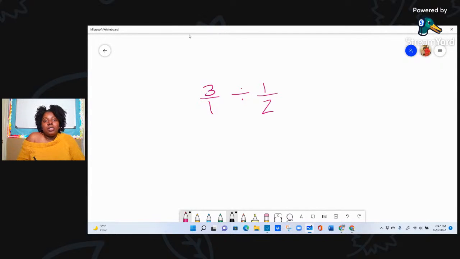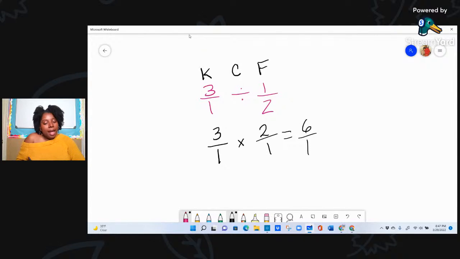Okay, so you're going to keep the first number the same. A lot of you learn keep, change, flip. You're going to change division to multiplication. And you're going to flip the last fraction. So 1/2 becomes 2/1. And 3 times 2 is 6. And 1 times 1 is 1. And 6 divided by 1 is 6. That's it. Okay? Oh, you get it?